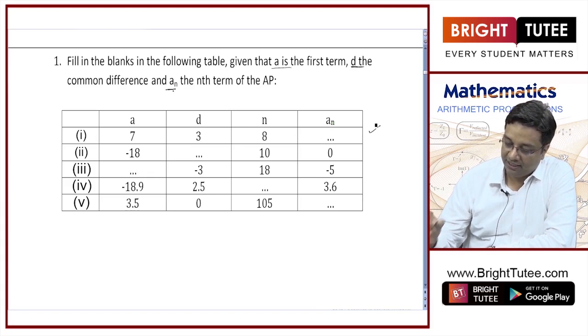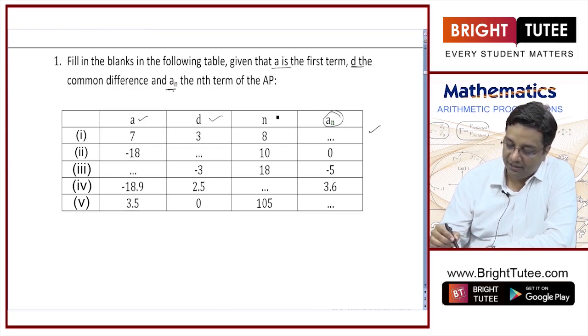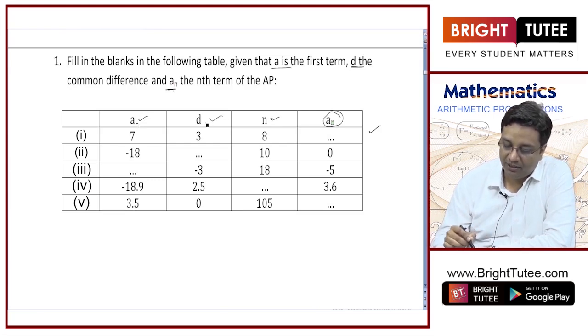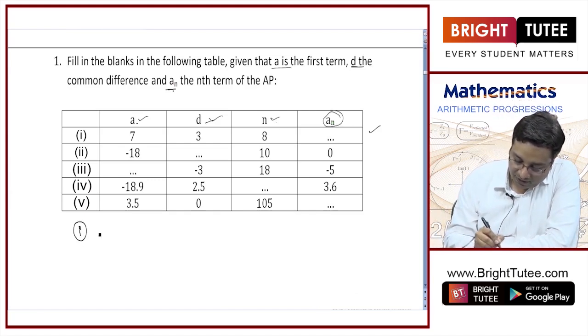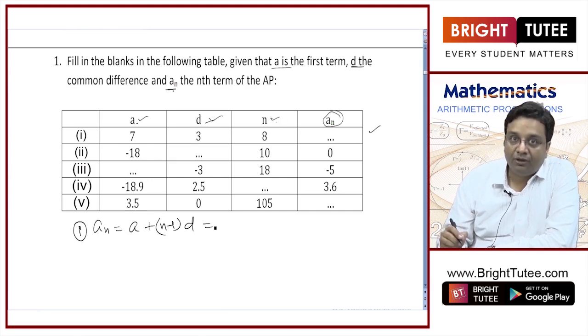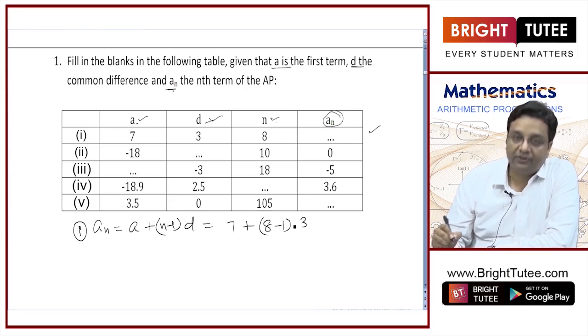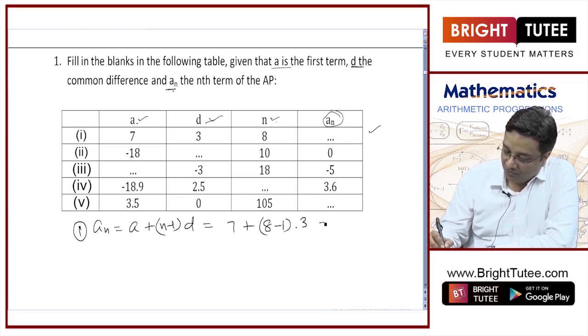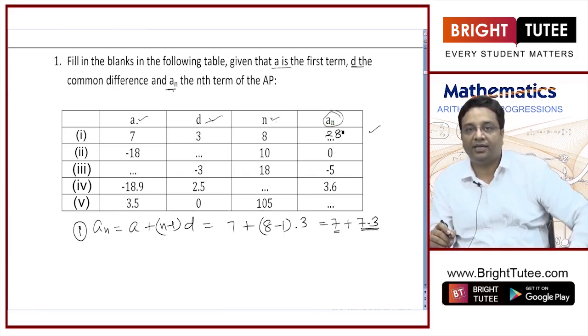For example, in this first case, you need to find the nth term AN, and you are given A, D and N. A is your first term, D common difference, N is number of terms. So AN will be equal to A plus N minus 1 into D, which is equal to 7 plus 8 minus 1 into 3. So that is 7 plus 7 into 3, this is 21, 21 plus 7 is 28, so you will fill 28 here.